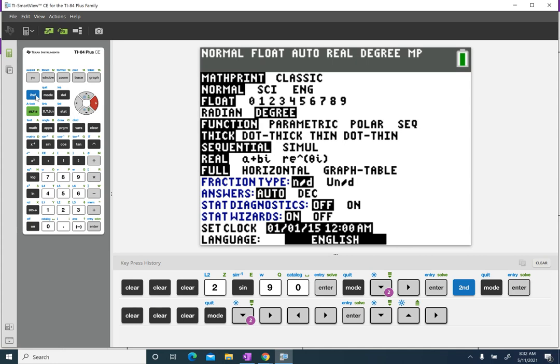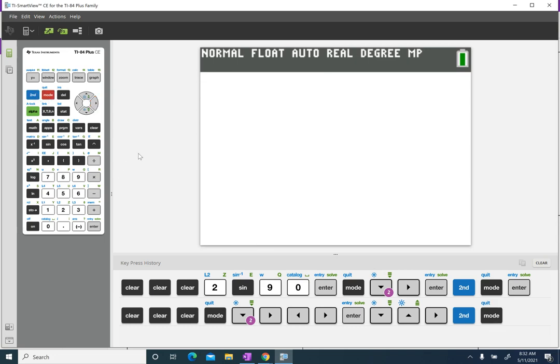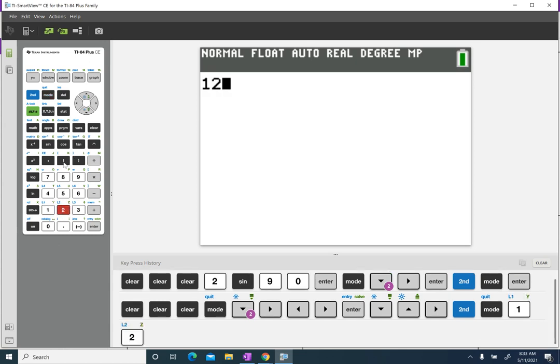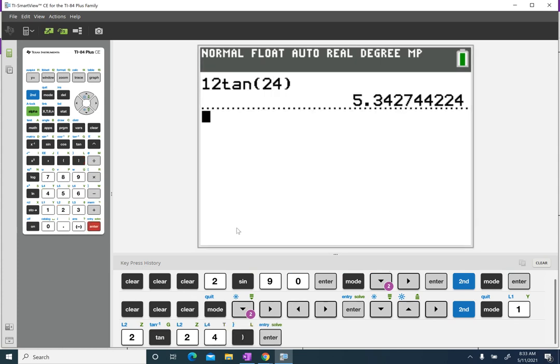So once you've gone ahead and highlighted degree, you can go ahead and press second mode, which quits, bringing you back to the home screen. So we said that you're going to calculate by doing 12 times the tangent of 24. Notice here in the middle of the calculator, you see your sine, your cosine, and your tangent. So you're going to go ahead and plug in 12 times the tangent of 24. Notice it opens a parentheses for you, so you're going to go ahead and make sure that you close it.